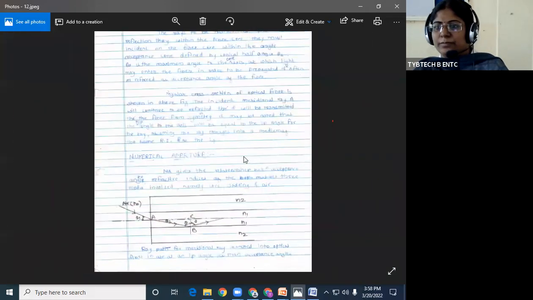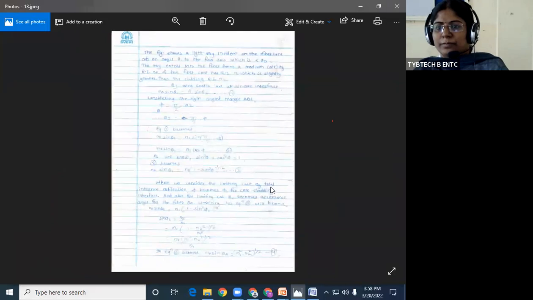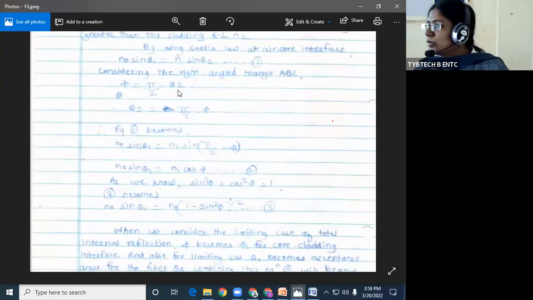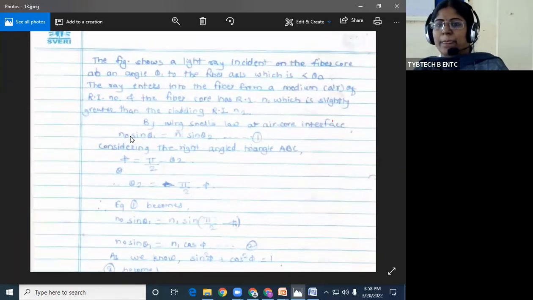So n0 sin θ1 is equal to n1 sin θ2. See the first equation: n0 sin θ1 is equal to n1 sin θ2. n0 is the air refractive index, n1 is the core refractive index. Then θ2 is the angle of refraction at the air core interface.